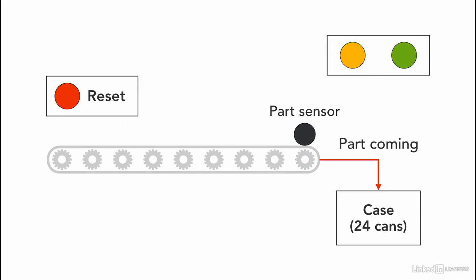And while the counter is counting, there's a yellow light that turns on indicating that the case is not full yet. Once the counter reaches 24 cans, then there is a green light indicating that the case is full and it's ready to go to the next step. We need to have a reset push button that can reset the counter to fill in another case.